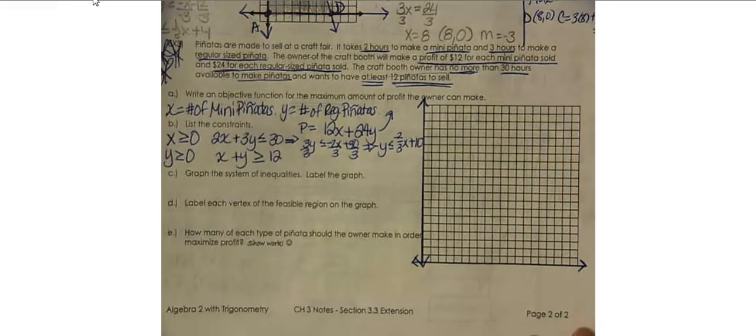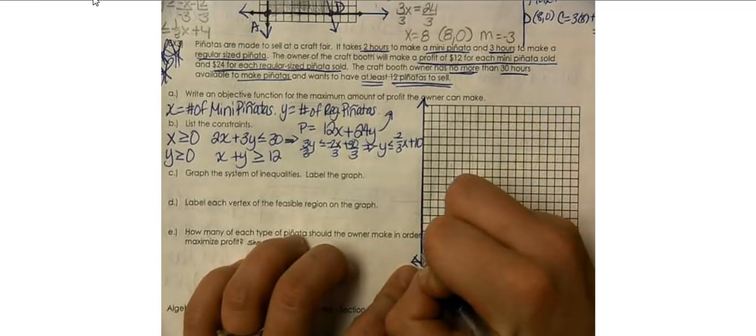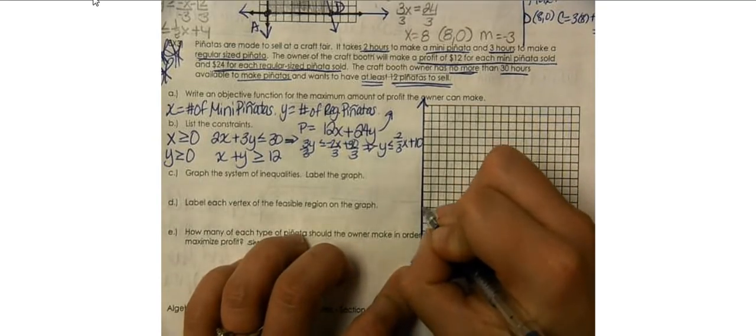So I'm going to go up to 10. 1, 2, 3, 4, 5, 6, 7, 8, 9, 10. I'm going to plot a point. And then from here I'm going to go down 2 and to the right 3. And I'm going to plot as many points as I can on this line.